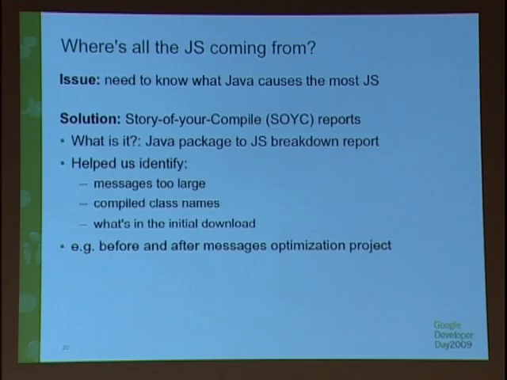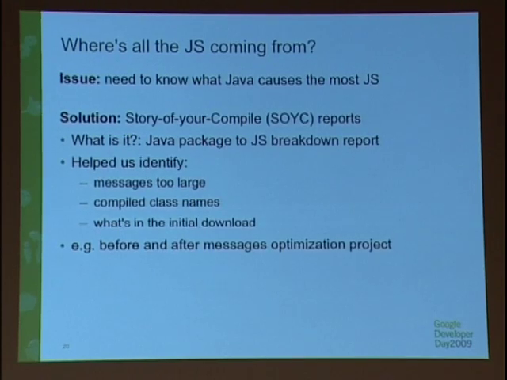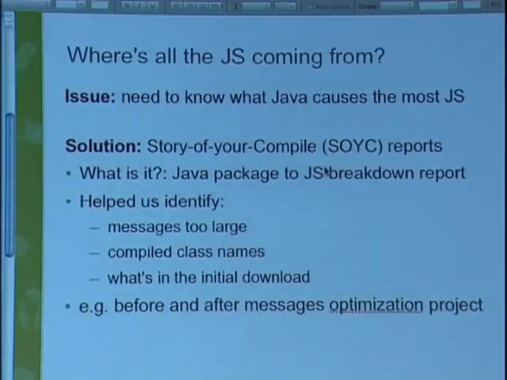So along with reducing the amount of code that you download in the first fragment, it was also very important to know where all the JavaScript goes. You have a big application, it's all in Java. You get some sense of what are the big packages, but you don't really know what it looks like when it compiles into JavaScript. So the GWT compiler can now output what's called the story of your compile. And what this does is it tells you where all the JavaScript is coming from.